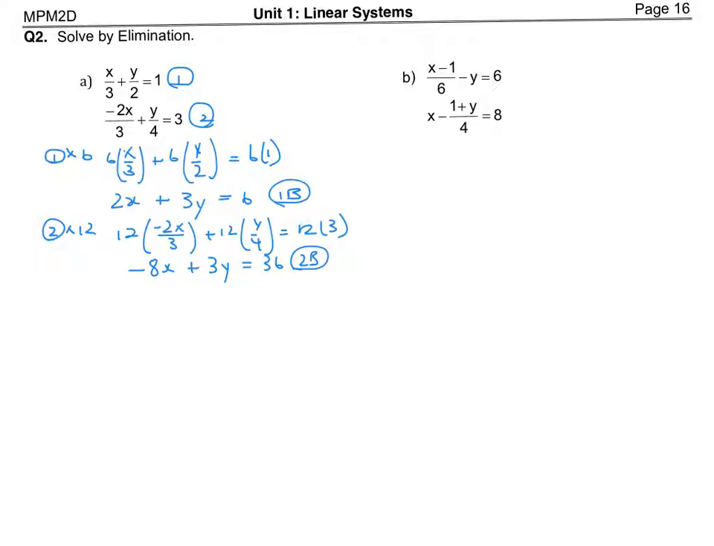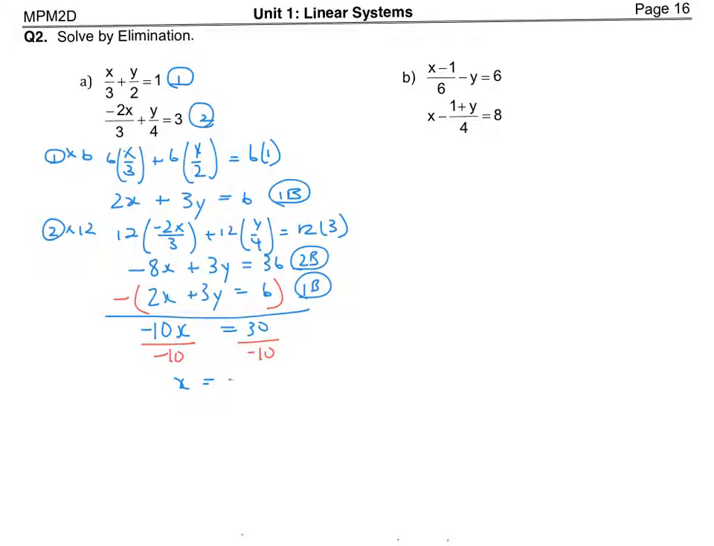If I look at those two equations, I see that my y's have the same coefficient. So I'm just going to write 1b underneath 2b, and I'll have 2x plus 3y equaling 6. I have the same coefficient, so if I subtract, that will eliminate those y's. So 8x take away 2x would be negative 10x. 3y take away 3y would be 0y. 36 take away 6 would be 30. Divide both sides by negative 10 to get x by itself. We're going to have x is equal to negative 3.